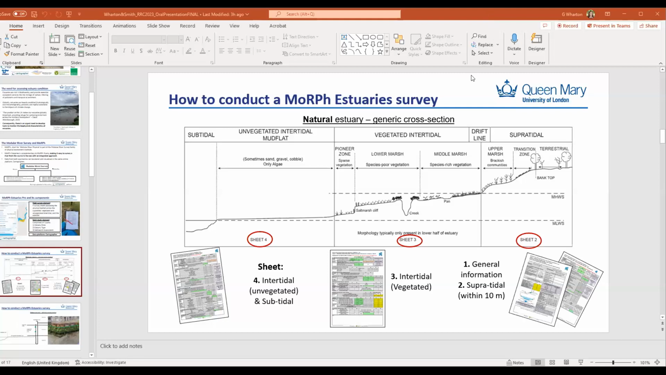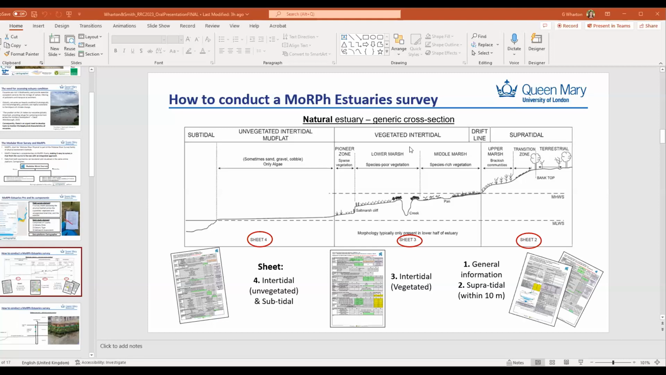So, can you see how to conduct a MoRPh estuaries survey? If anyone's familiar with MoRPh rivers, for those surveys you can either do an individual module, as we call it, or we recommend doing 5 in a sequence of modules, and the same for MoRPh estuaries. They'd be typically 50 meters long. So we recommend doing 5 together to get full data.